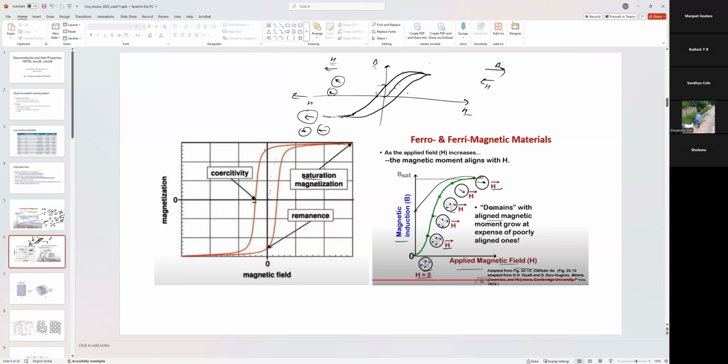Again, we reach saturation. If we increase the magnetic field further, nothing will happen. Again, if you remove the magnetic field, now your material is magnetized in the other direction. So this point is called remnance, the remaining magnetic field.